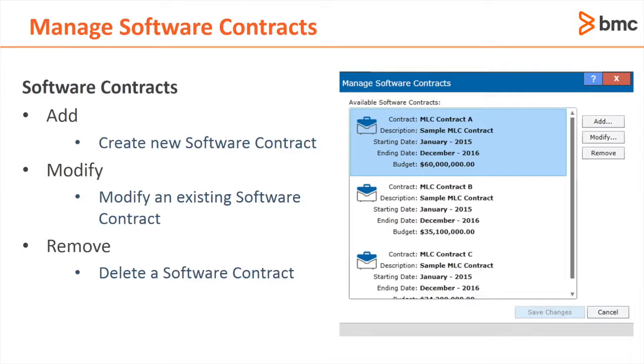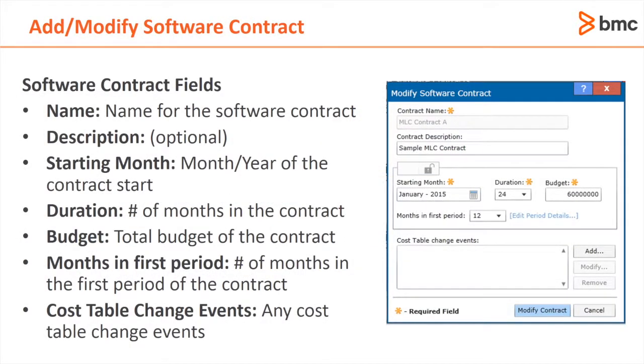Let's take a look at the Manage Software Contracts dialog by modifying an existing contract. When creating or modifying a contract, you will need to define the contract details. These details are contract name. This is the name assigned to the software contract. Starting month. This is the calendar month and year that the contract begins. Duration specifies the total number of months, which will determine the duration of the contract. You can specify the duration from 12 to 60 months. Budget. This is the total budget of the contract.